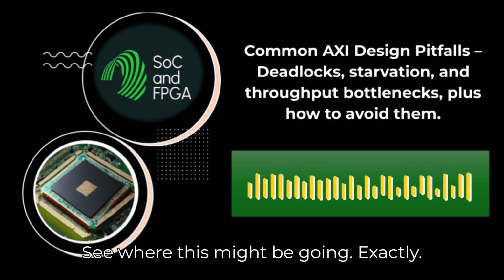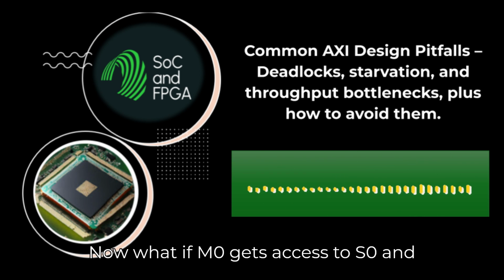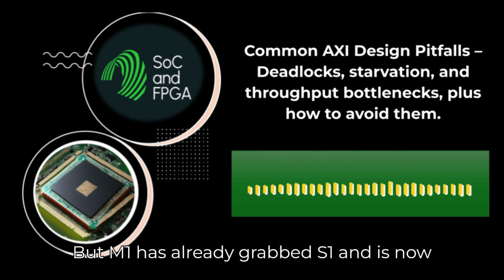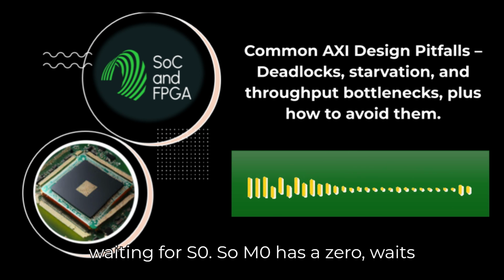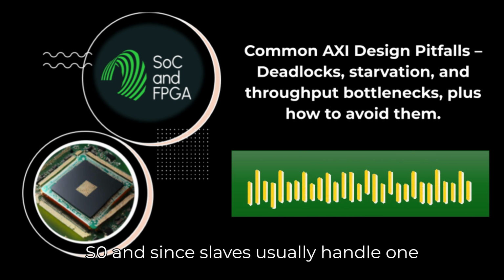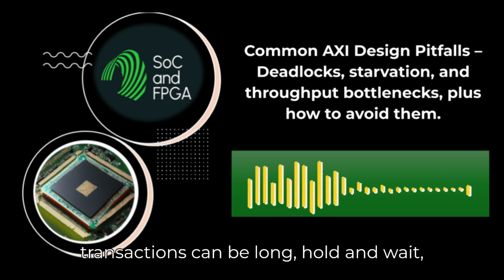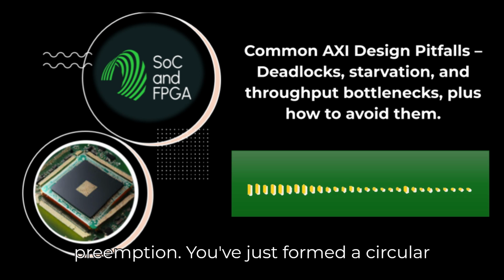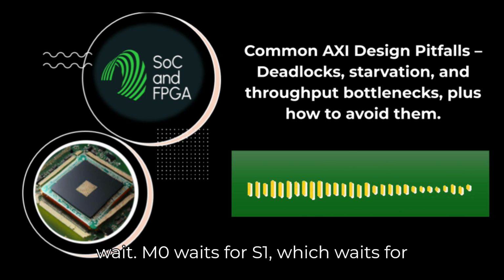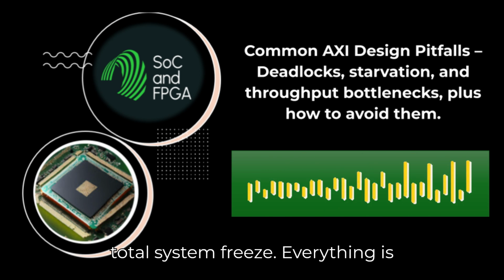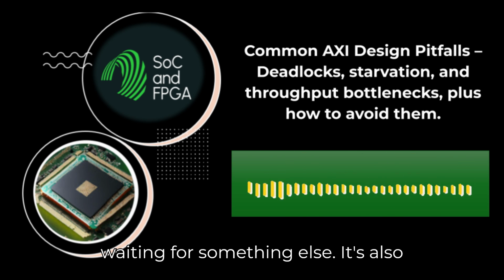I see where this might be going. Exactly. Now, what if M0 gets access to S0 and starts its transaction but needs S1 next, but M1 has already grabbed S1 and is now waiting for S0? So M0 has S0, waits for S1. M1 has S1, waits for S0. And since slaves usually handle one master at a time, mutual exclusion, and transactions can be long, hold and wait, and you can't just interrupt them, no preemption, you've just formed a circular wait. M0 waits for S1, which waits for M1, which waits for S0, which waits for M0 to finish its first transaction. Boom. Total system freeze. Everything is waiting for something else that's also waiting.